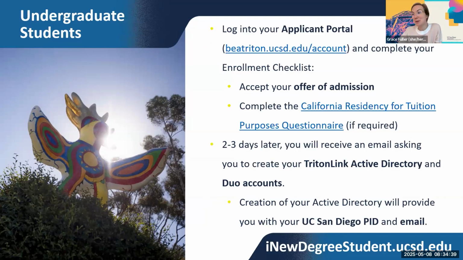And for our undergraduate students, it will be fairly similar, but just slightly different. Again, log into your applicant portal, being mindful that that URL is different to get to your undergrad applicant portal. You're still going to accept that offer of admission. You're going to complete that California residency for tuition purposes questionnaire, and that will trigger the activation of your Triton Link Active Directory and your Duo accounts. And that is how you get your UC San Diego PID, personal identification number, and email. So these are really important. We include these every time because it kind of unlocks the rest of the process.